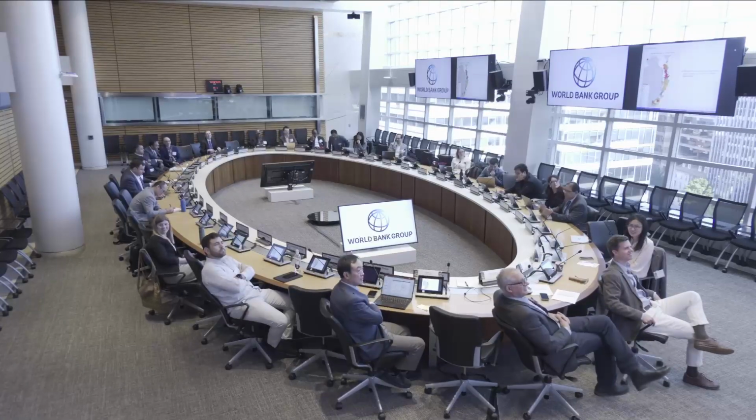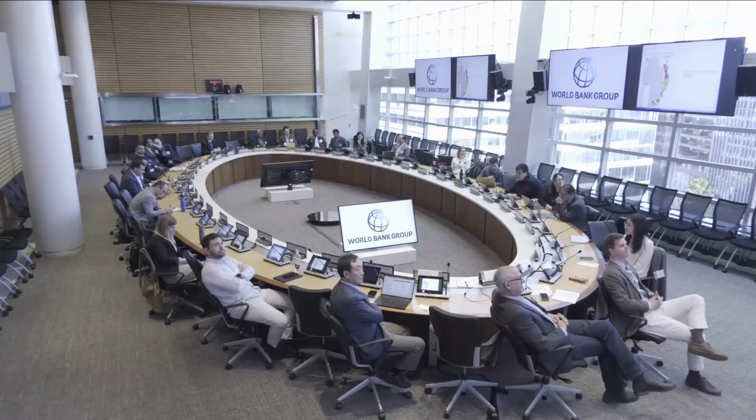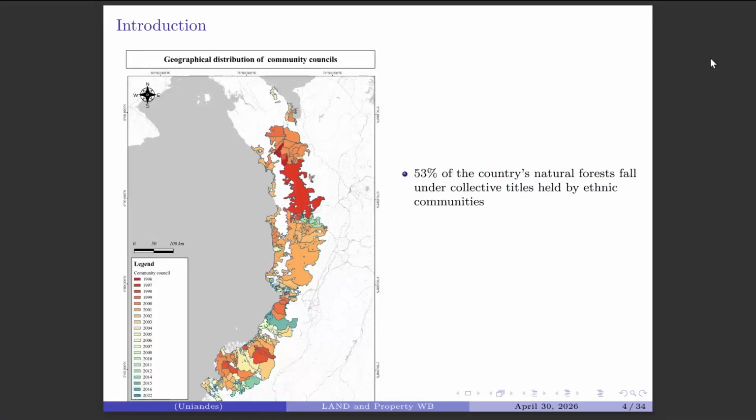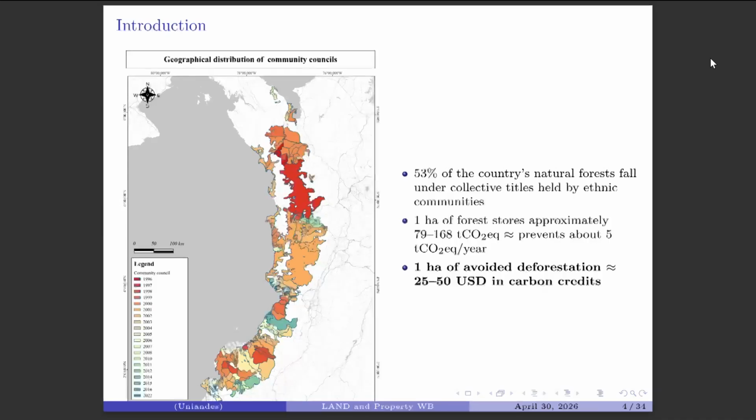So now you have here the map. We are going to talk about this Pacific region in Colombia. We have here all the community councils in this region, and each color represents the year when each community council received the title of the land.